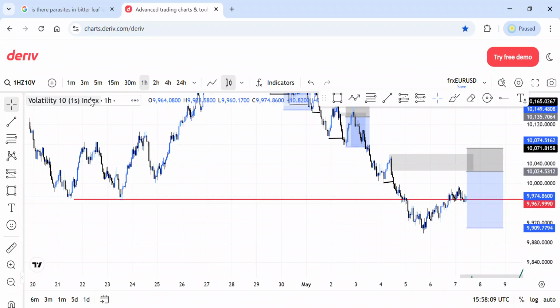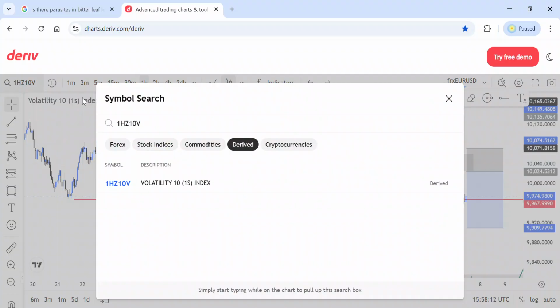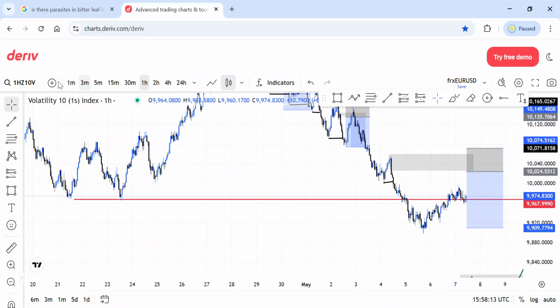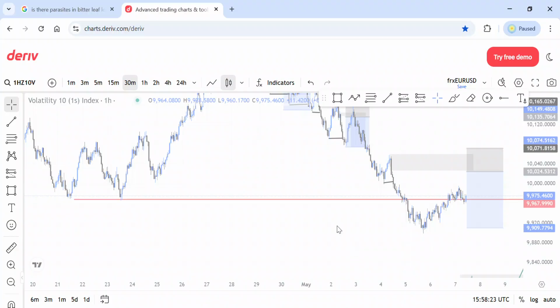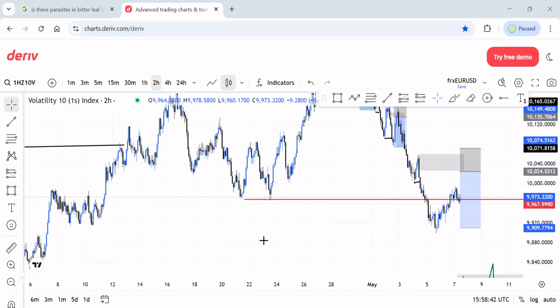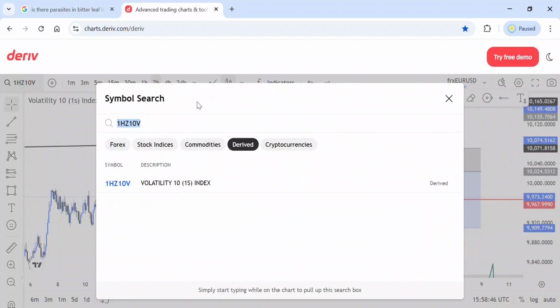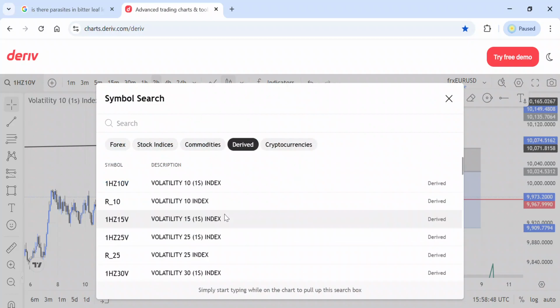Let's check another pair for another example. Maybe one more pair or something. It's fine. Let's check one more pair, guys. Let's check another pair, V25 1x.